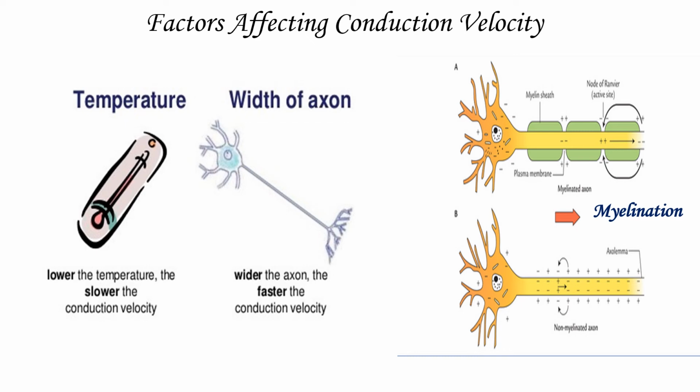Then when we talk about the width of the axon, the greater the width of the axon, the faster is the conduction. This is so because the resistance that is offered by the axoplasm decreases with the width of the axon. It is inversely related. The third is myelination. Myelination increases the axon diameter, and the mode of conduction of an impulse in a myelinated fiber is saltatory conduction. So both these factors lead to an increase in conduction velocity.